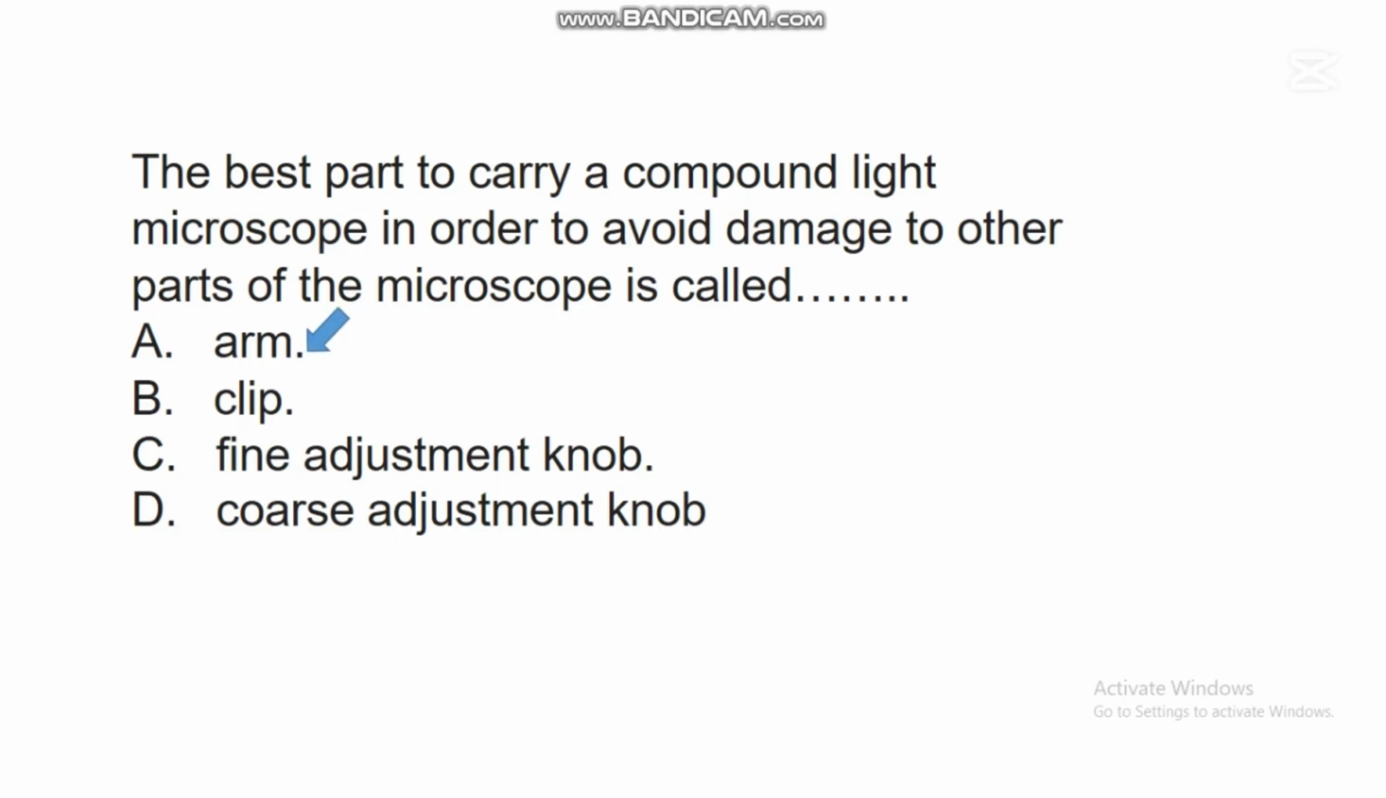Arm. In a compound light microscope, there is a part known as arm. That part is the best part to carry a compound microscope. So any scientist that is carrying a compound light microscope by any other part apart from this arm is exposing that microscope to damage, because the other parts of the microscope can be damaged easily, but this part known as arm is the part where someone can hold the microscope if that person wants to move that microscope from one position to another.